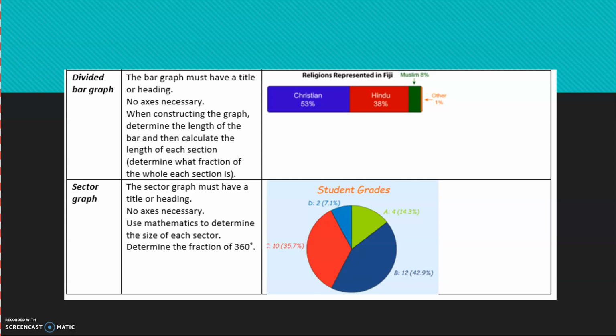The sector graph must have a title or heading. It doesn't need an axis, and then we have to use maths to determine the size of each sector. So we've got to work out what fraction of 360 degrees they are.